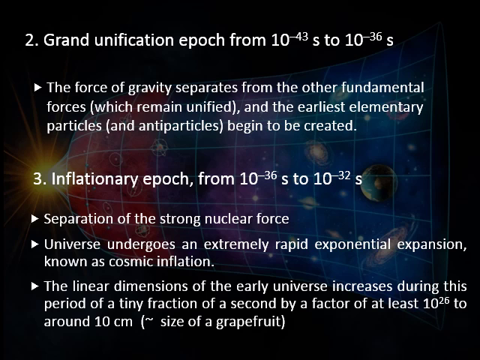The third stage is the inflationary epoch, from 10 to the power minus 36 to 10 to the power minus 32 seconds. Separation of the strong nuclear force. The universe undergoes an extremely rapid exponential expansion known as cosmic inflation. The linear dimension of the early universe increases during this tiny fraction of a second by a factor of at least 10 to the power 20.